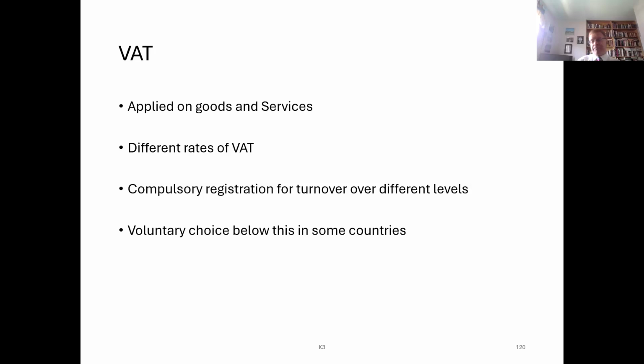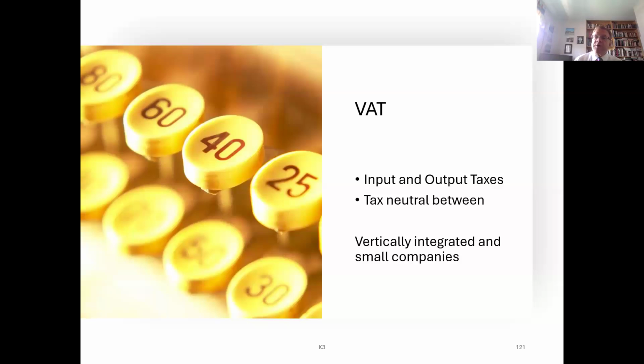VAT is applied, as I said, to goods and services. There are different rates of VAT, compulsory registration for turnover over different levels, and a voluntary choice below this in some countries. In terms of VAT, what you have is input and output taxes. What is that? Well, I charge VAT to my clients for the lecturing and other services that I do, but I also pay VAT on various elements such as laptops, electricity, hotel accommodation, and so on.